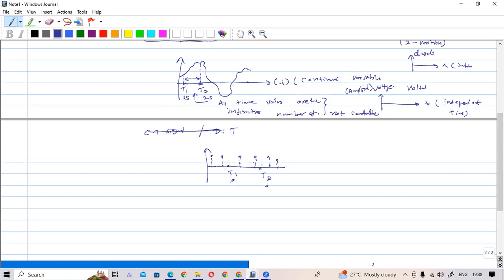1, 2, 3, 4, maybe. So 4 values are there. You can count. A finite number of values are there.